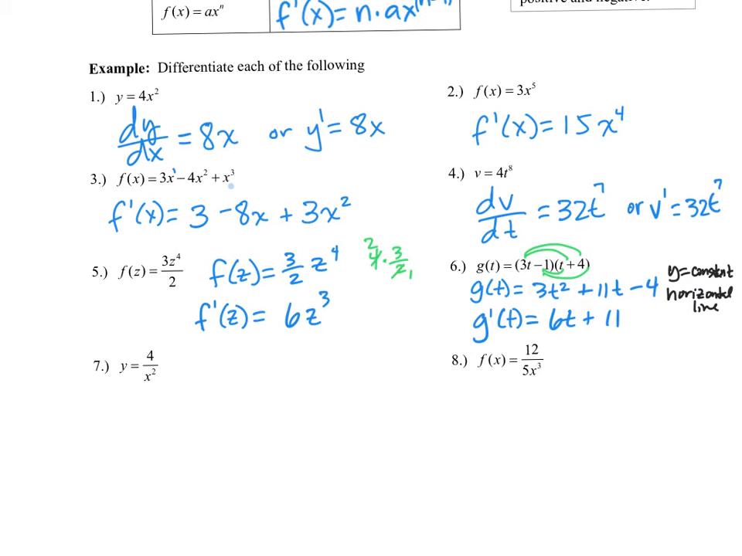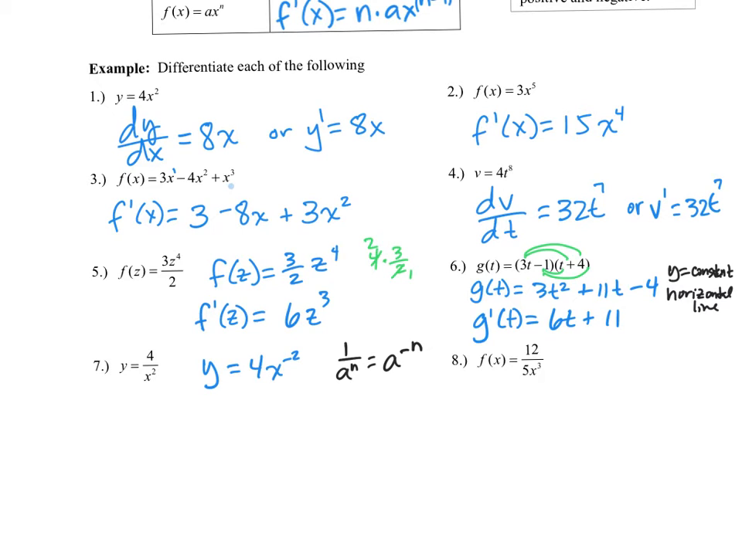Okay, let's take a look at number 7. And again, I'm going to rewrite this function a little bit differently. Remember, when you have a positive exponent in the denominator of a fraction, that's the same thing as a negative exponent in the numerator. So I'm going to rewrite this function y equals 4x to the negative second. Let me just write the property that I just used. 1 over a to the n is equal to a to the negative n. So a positive exponent in the denominator is the same thing as a negative exponent in the numerator.